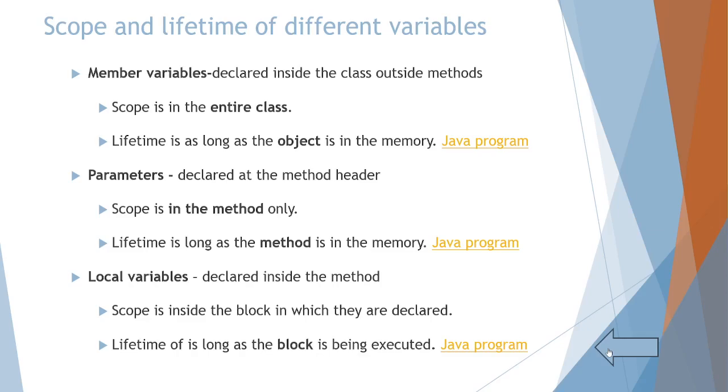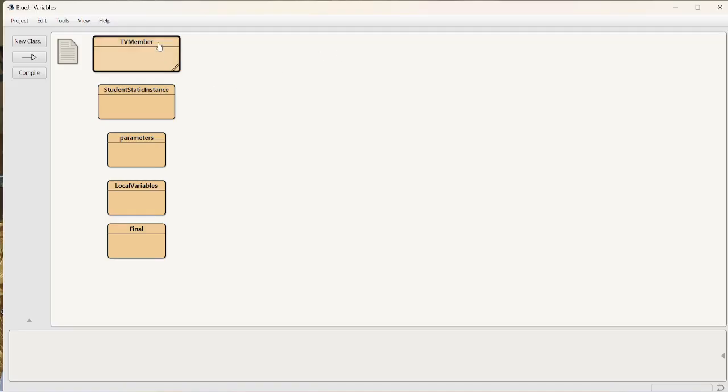Now, member variables, parameters, local variables. Scope and lifetime of member variables is the entire class. The member variable is declared inside the class, outside the methods, we know that. Scope is the entire class. Lifetime is as long as the object is in the memory. Let's understand this particular concept in the Java environment. Let's revisit the TV class contents.